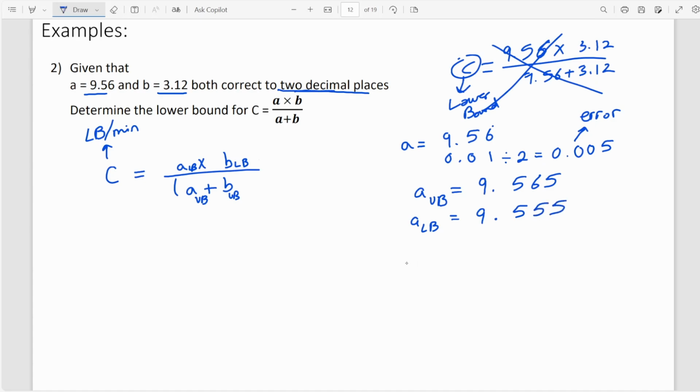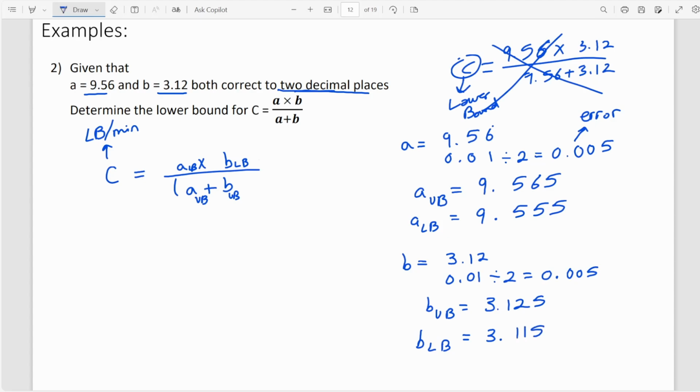9.555, okay? Now, as for B, it is equal to 3.12, also rounded to 2 decimal places. The unit of round is 0.01. Dividing this by 2, we get also 0.005. And so B upper bound is the addition, 3.12 plus the error, gives you 3.125. And B lower bound is 3.115. Now I'm going to go ahead and substitute my variables.